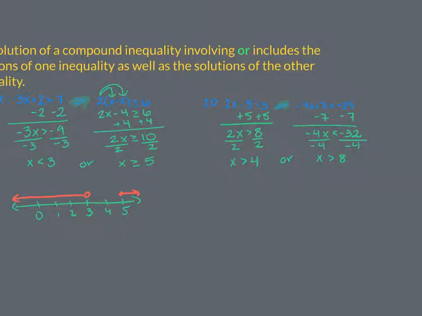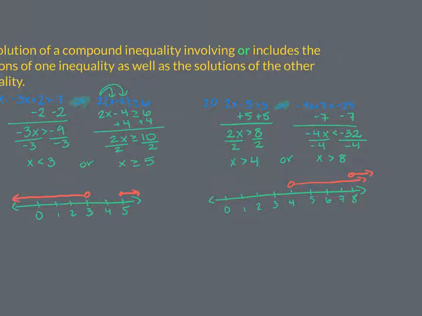So when I graph my number line, I will have 0, 1, 2, 3, 4, 5, 6, 7, 8. I'm going to put an open circle at 4, and it's going to be everything greater than that. And then I'm going to put an open circle at 8 and be everything greater than that as well. Notice we have a small overlap because the first solution set, x > 4, would include 8, 9, 10, 11, 12, and so on and so forth.